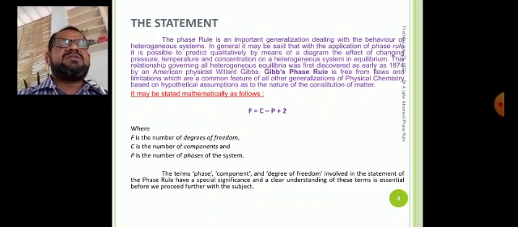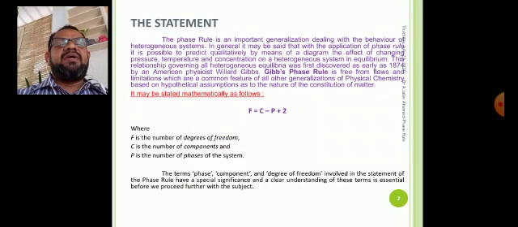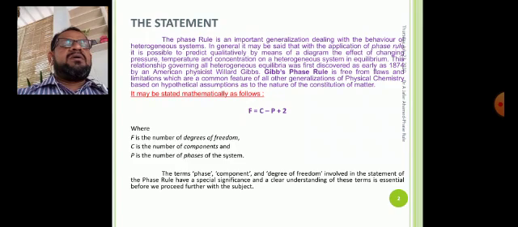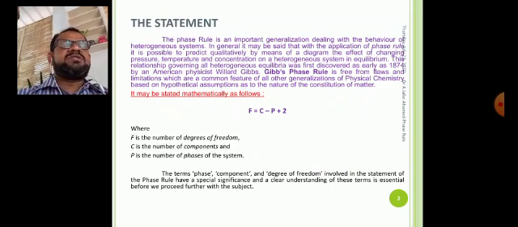The phase rule is an important generalization dealing with the behavior of the whole heterogeneous system. In general, it may be said that with the application of the phase rule, it is possible to predict qualitatively by means of a diagram, which we are going to call a phase diagram, in a heterogeneous system, the effect of changing pressure, temperature, and concentration on a heterogeneous system in equilibrium.